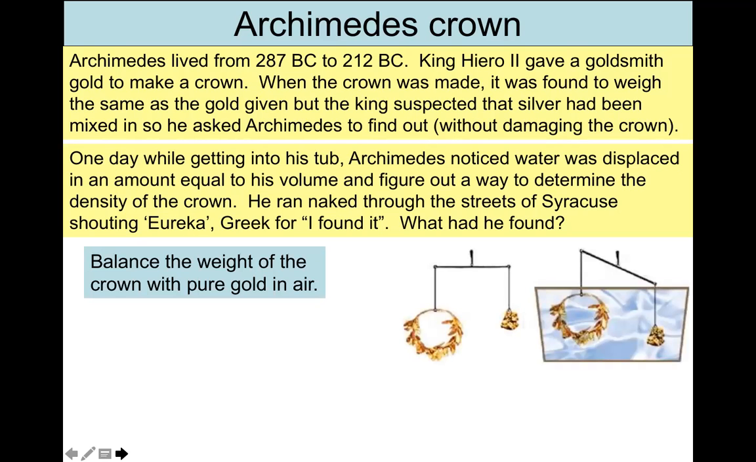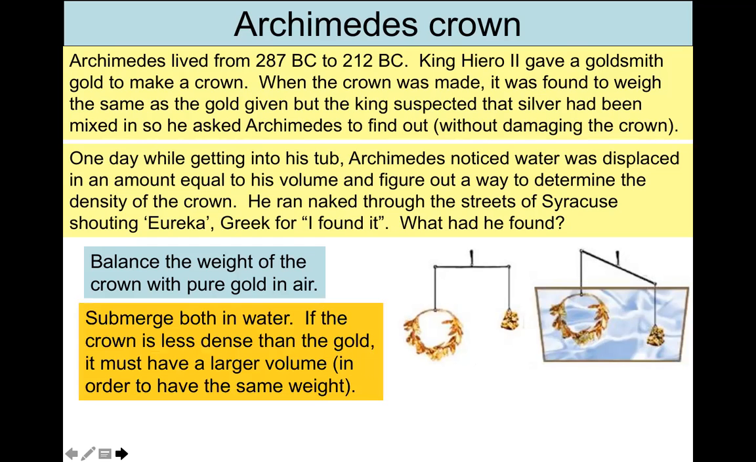So he found out that what we can do is put the crown and some kind of pure gold of the same weight on a scale, and they're balanced in air. Now let's put both of them in water to see if they're still balanced. If they're still balanced, meaning that they have the same density, the crown is not mixed with silver. But if one side goes down, in this case, only one side could go down, the gold.